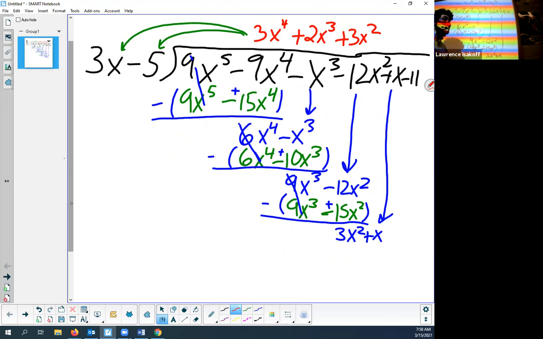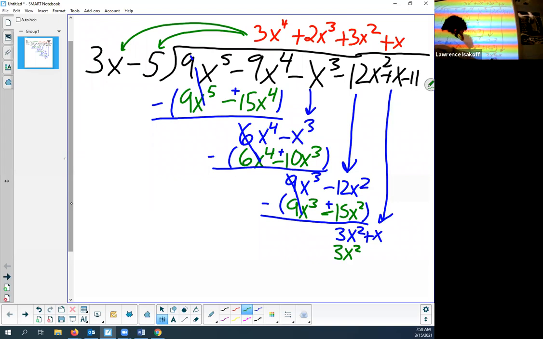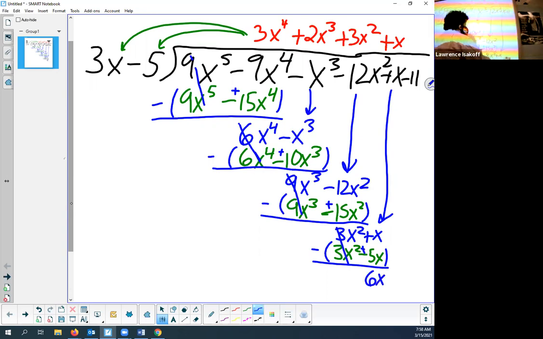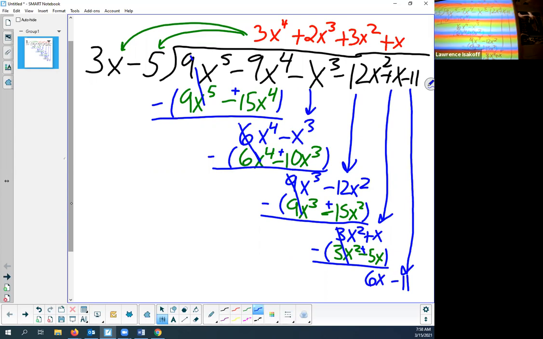To get 3x squared from 3x, all you do is multiply by an x. So that's going to be 3x squared minus 5x. Subtract them, those cancel. Again, minus and negative becomes plus. So that's 6x. Bring down the minus 11. Almost there, I swear, guys. That was the last number we needed to bring down.